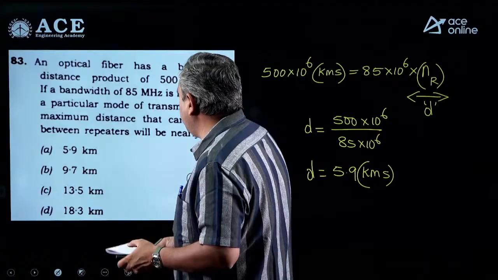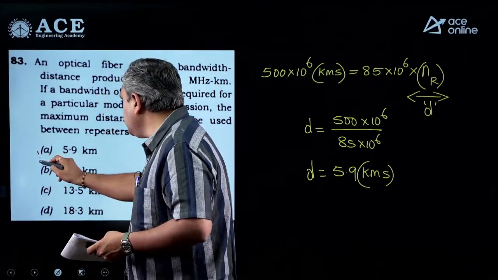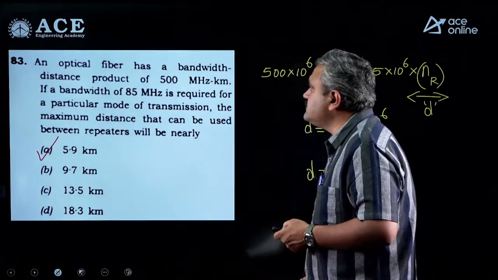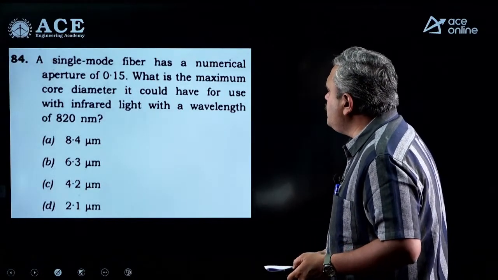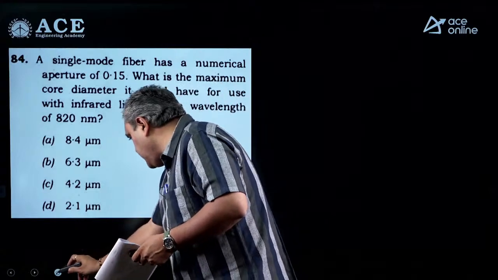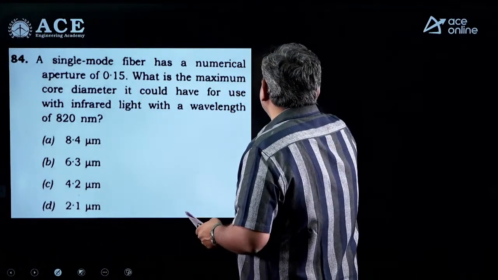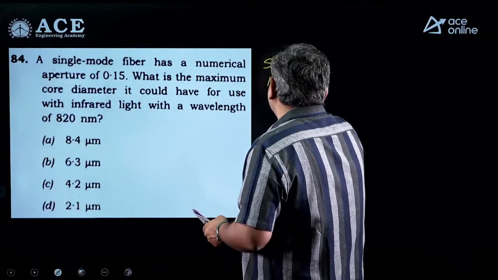Is it clear? So this would be the correct choice. Next. A single mode fiber has a numerical aperture of 0.15. So he is dealing here with SMF, a single mode fiber, whose numerical aperture is given to you as 0.15.